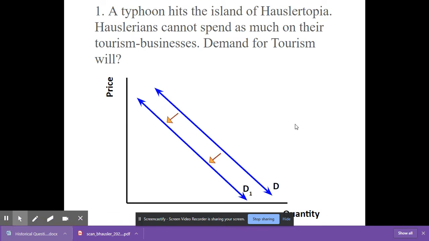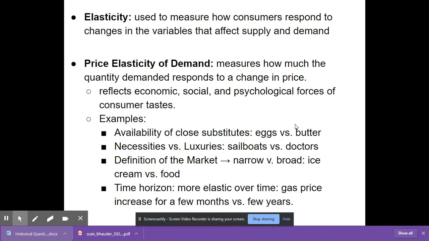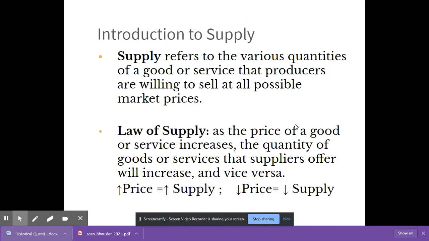We'll hit supply real quick. We already did the Hauslickopia graph. We're going to hit elasticity in a second. That's okay. We'll just use it for supply, for demand, because it's the same for supply. So for the law of supply, we see as the increased price, we'll see an increased supply. And with a decreased price, we'll see a decreased supply.